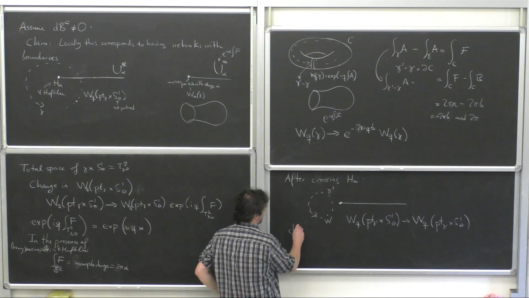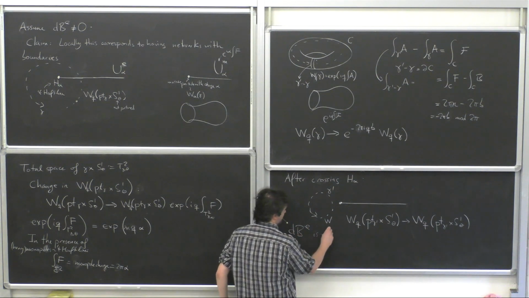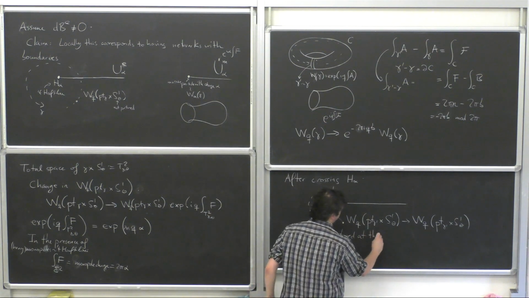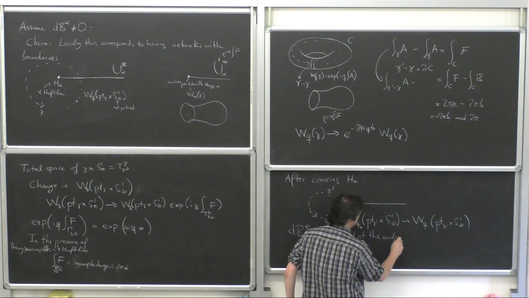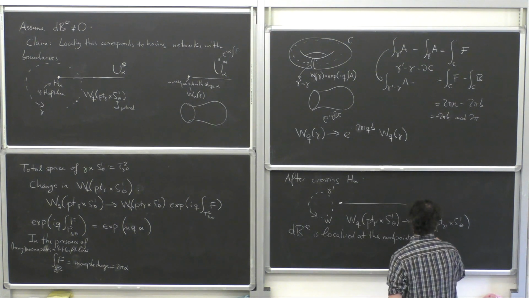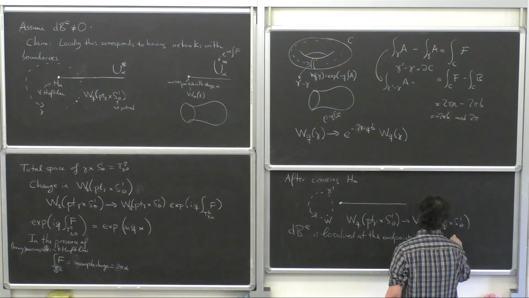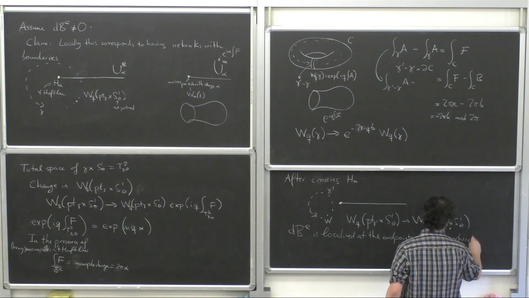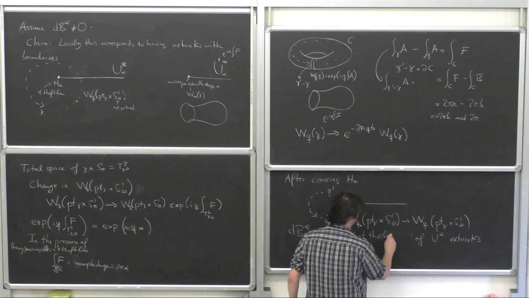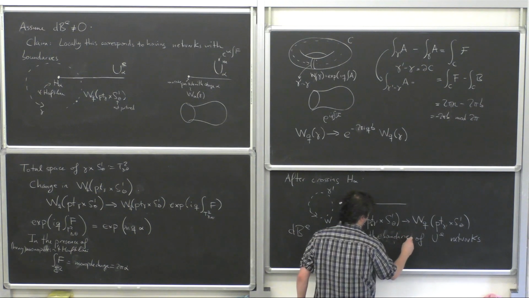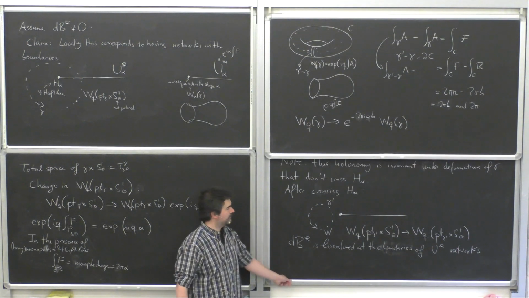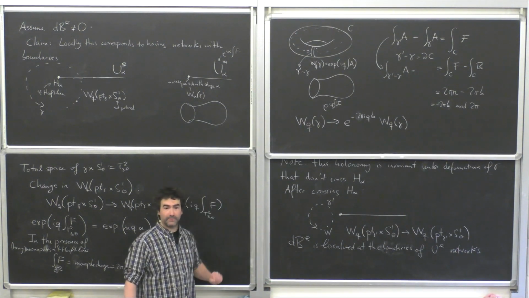So basically, dB_E is localized in this picture at the endpoints of U_E networks. So boundaries, perhaps, boundaries of U_E networks. So this is the lesson I want you to take out of this.